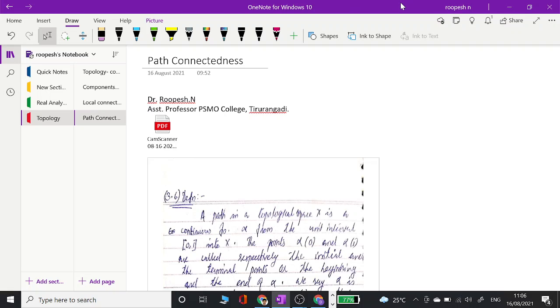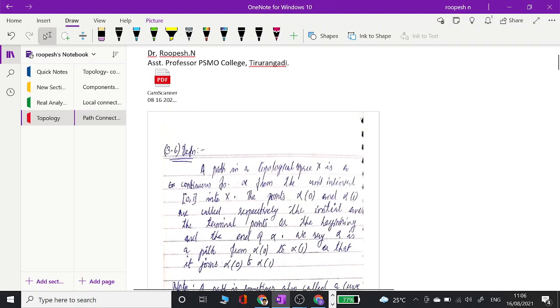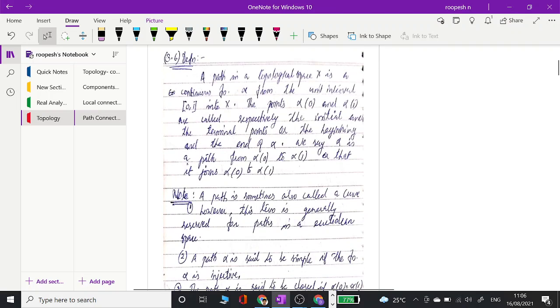Welcome to another session of topology. Today we will have a discussion on path connected spaces. In the previous session we have seen what is a path. Here, 3.6 Definition, a path: a path in a topological space is a continuous function alpha from the closed interval [0, 1] to the space.